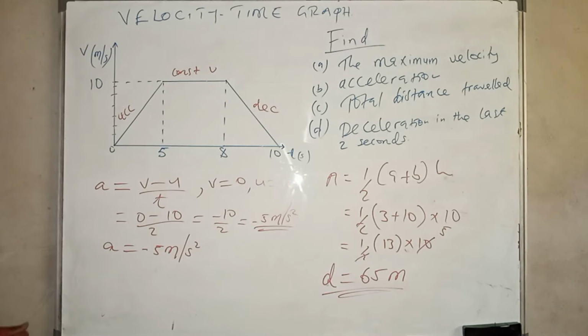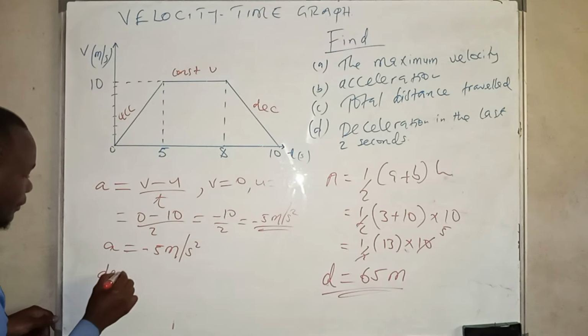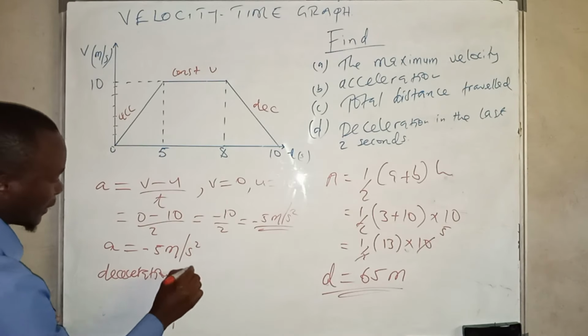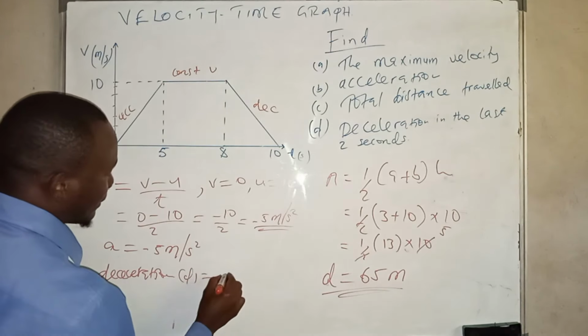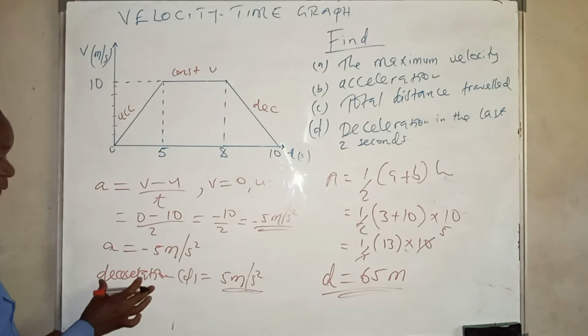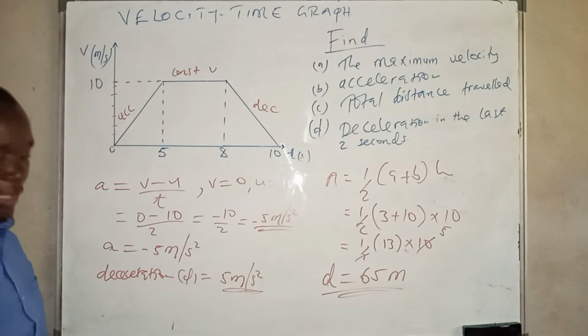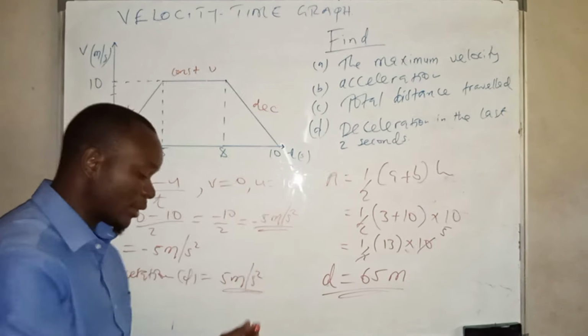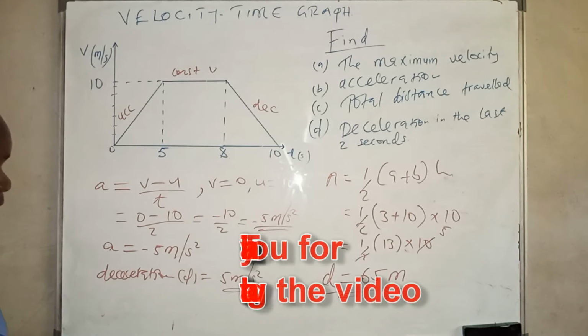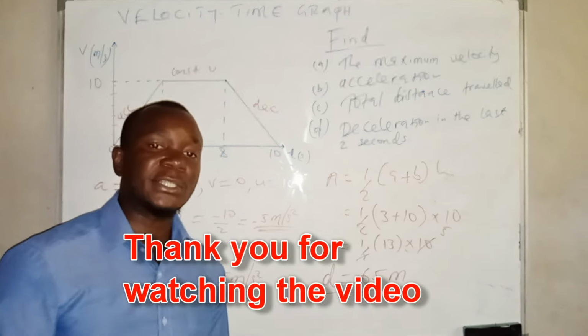Or if you want to write deceleration, this must be 5 meters per second squared. If we write it as deceleration, we don't need to indicate a negative because the name itself tells us that it is a negative acceleration.